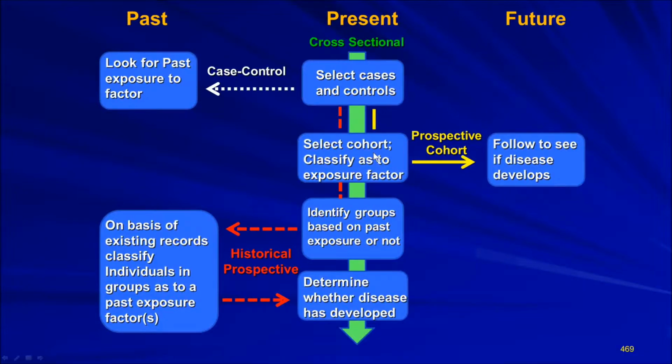So we select a cohort, classify as to exposed behavior. And there's a couple of design types, and I want to distinguish those for you when we come to a prospective study. And notice I'm using the word cohort. That means followed in time. Okay? So don't get confused, and you'll hear that term misused all the time.